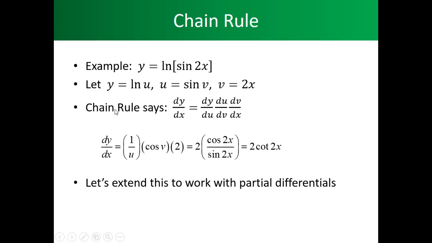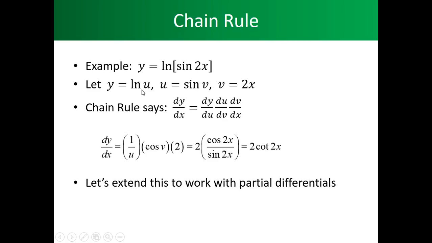So what happens when we deal with the chain rule? The chain rule says that we have dy over dx. We can break it up into dy over du, and du over dv, and dv over dx. And these will cancel here, the dv's and the du's, so that you can see this turns back into our original equation.